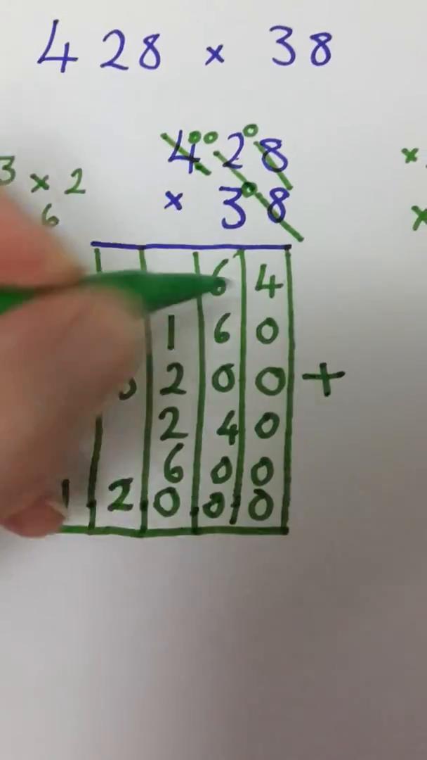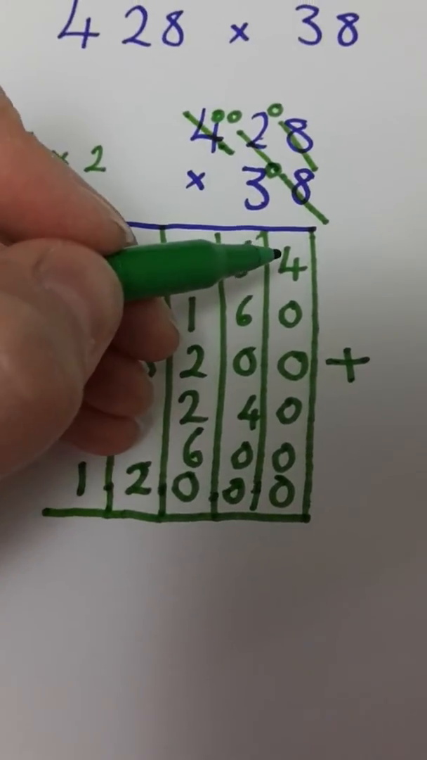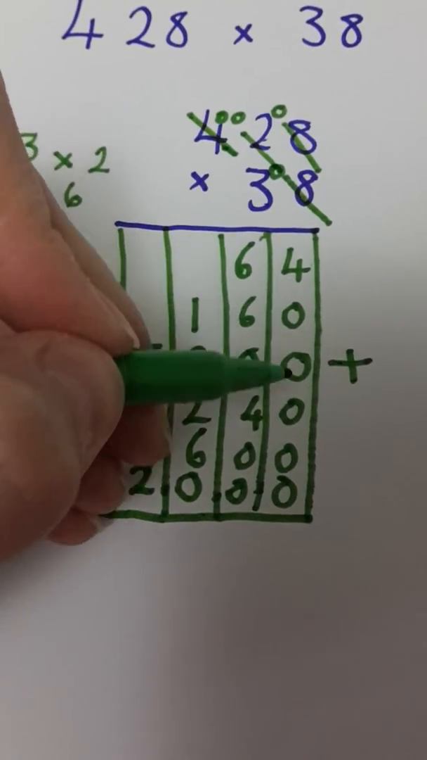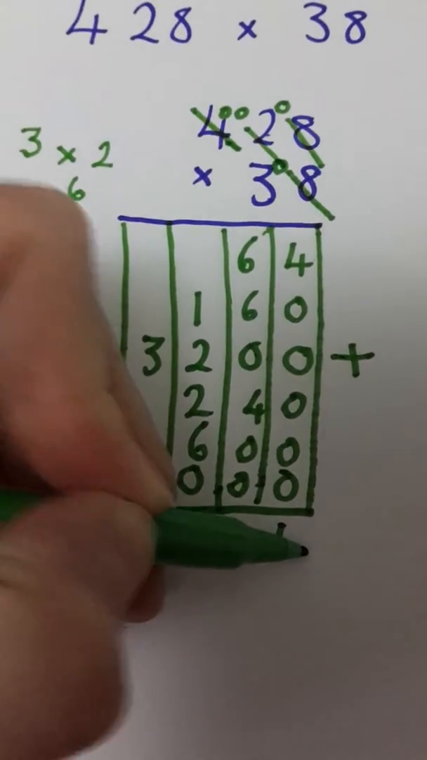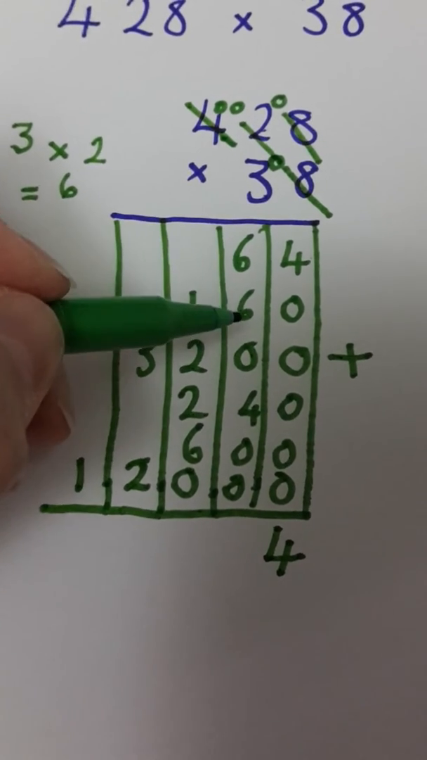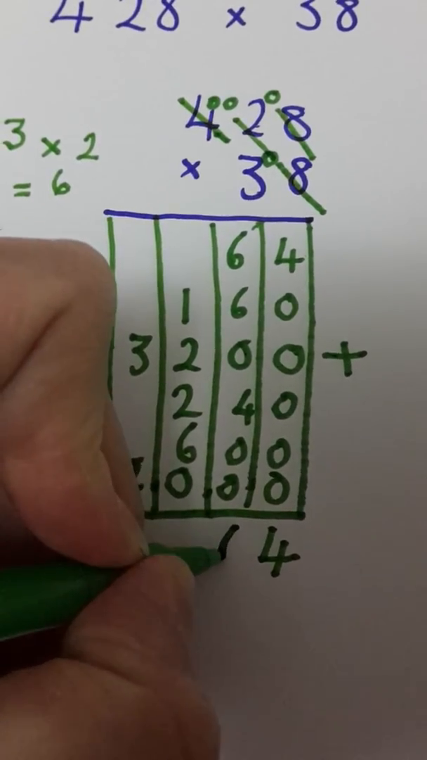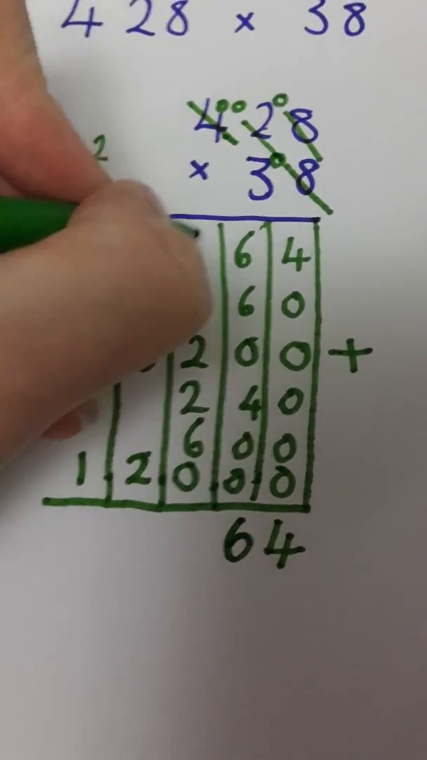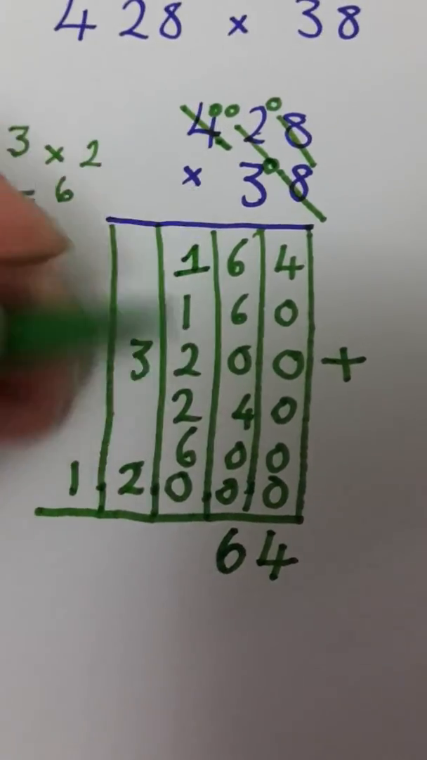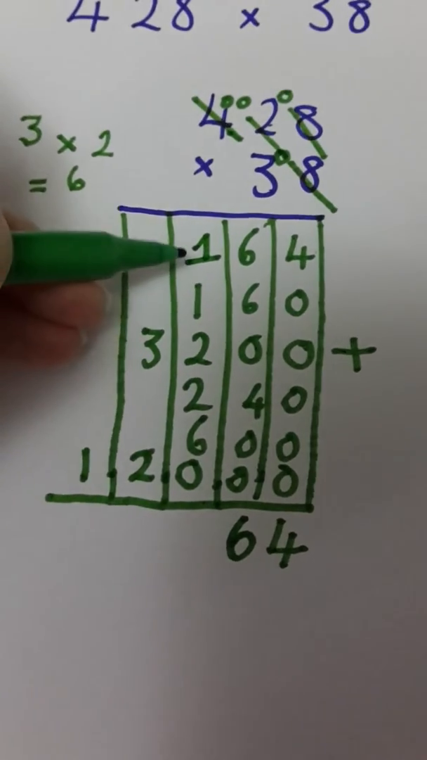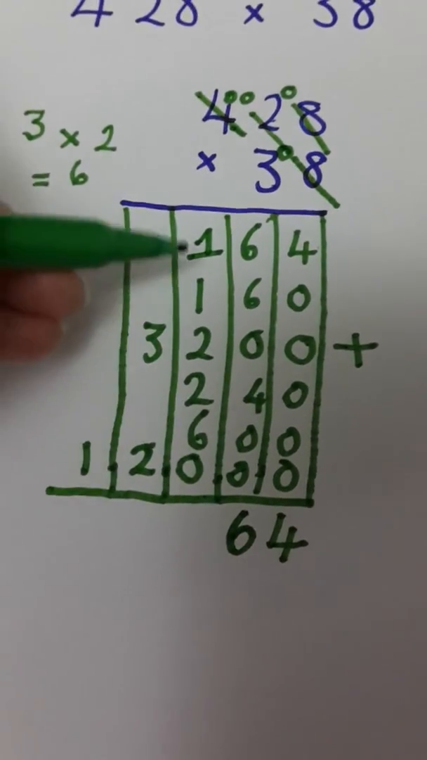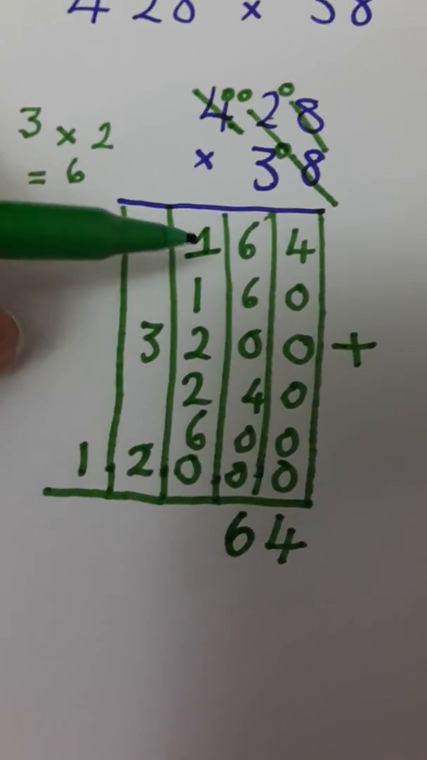Next, what I need to do is add up all these parts. So 4 plus 0 is 4. 6 plus 6 is 12. Plus 4 is 16. Now what I'm going to do is write the extra 1 from the 16 in this column to make sure that I carry my 10.